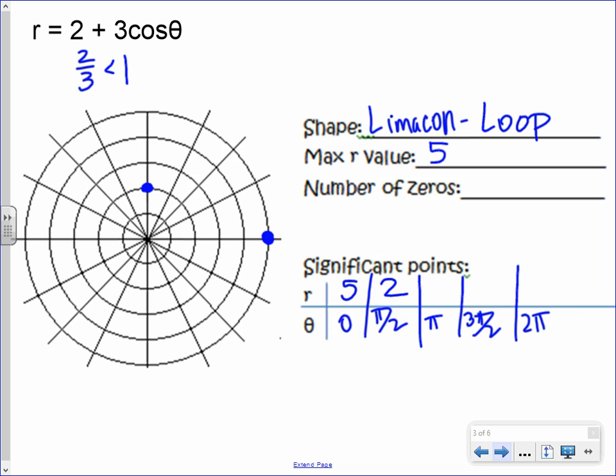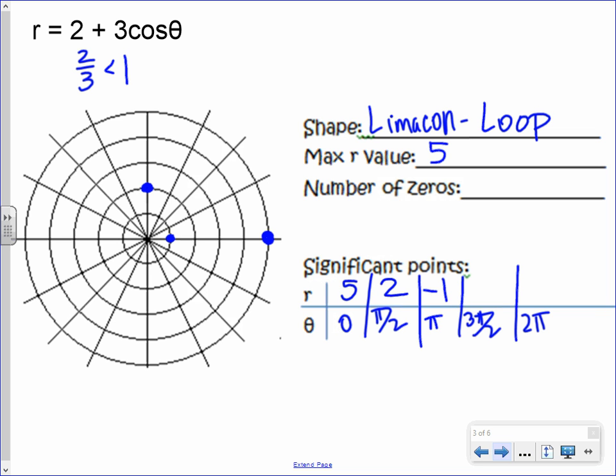At pi, what is the cosine of pi? Negative 1. So we have 2 plus 3 times negative 1. And this is why we get a loop. Since b is larger than a, when we get that negative 1, we get a negative number. So at pi, we have to move backwards 1.